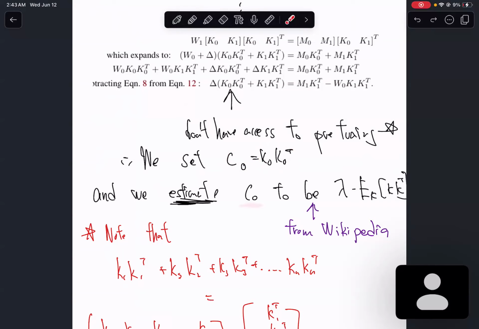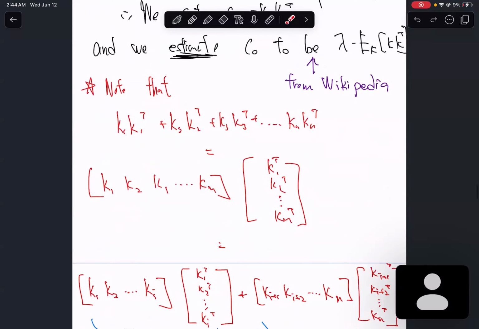Z0 would be the lambda times the expected value of KKT. Where did they get that from? They get it from Wikipedia, because they need to estimate it. If you have a better place, you can estimate from there. But they do it from Wikipedia and they find it to be good.